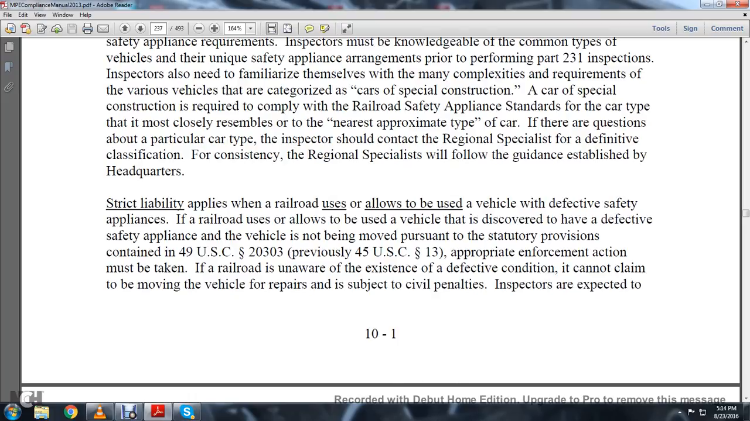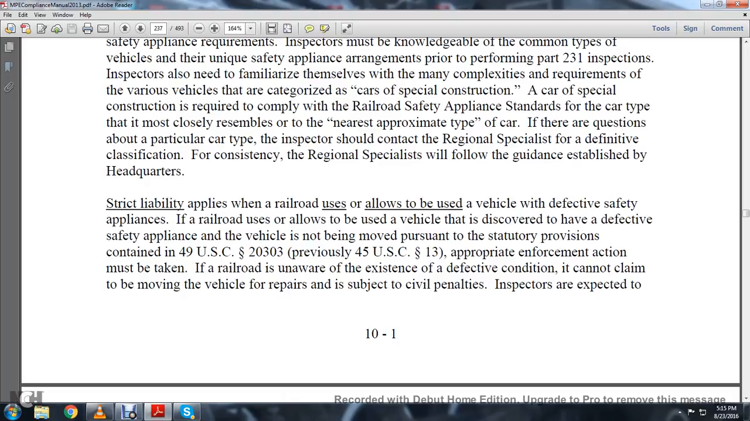Alright, strict liability applies when the railroad uses or allows to be used a vehicle with defective safety appliances. If the railroad uses or allows it to be used but it is discovered with a defective safety appliance and the vehicle is not being moved pursuant to the statutory provisions contained in Title 49 U.S. Code 20301 and 20303, previously Title 45 U.S. Code Section 13 and 16, appropriate enforcement action must be taken.